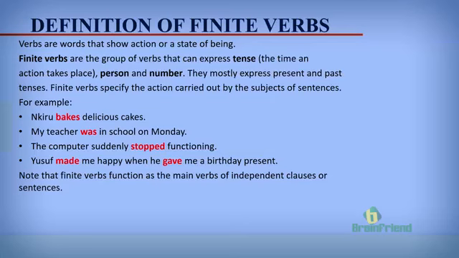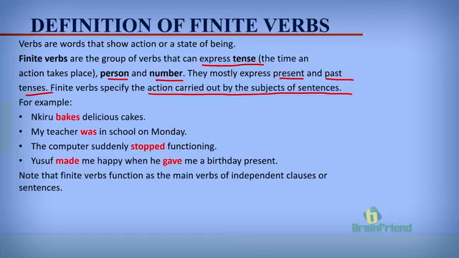Verbs are words that show action or a state of being. Now, finite verbs are the group of verbs that can express tense, that is the time an action takes place, person, and number. They mostly express present and past tenses. Finite verbs specify the action carried out by the subjects of the sentences. Finite verbs are verbs that express tenses, either present tense or past tense.